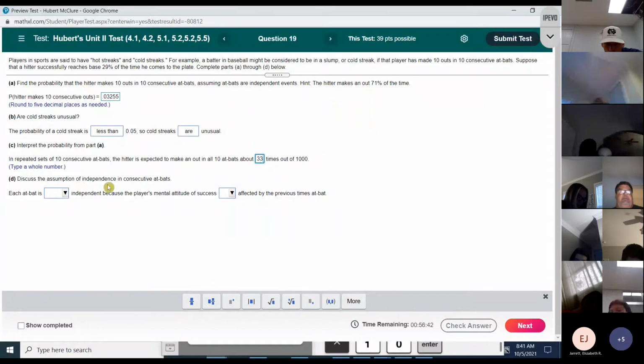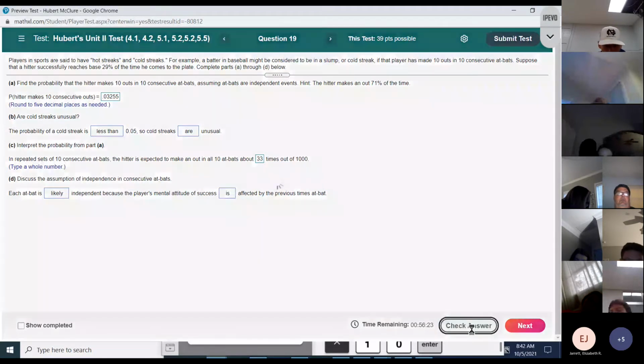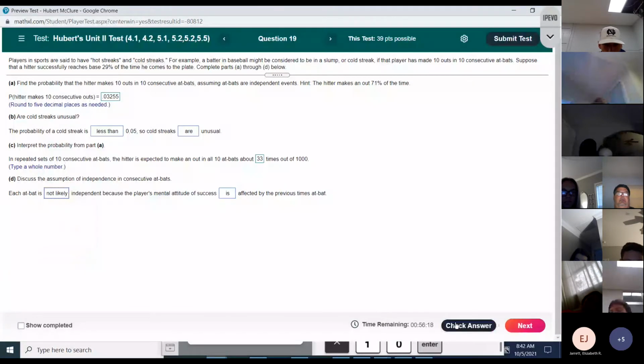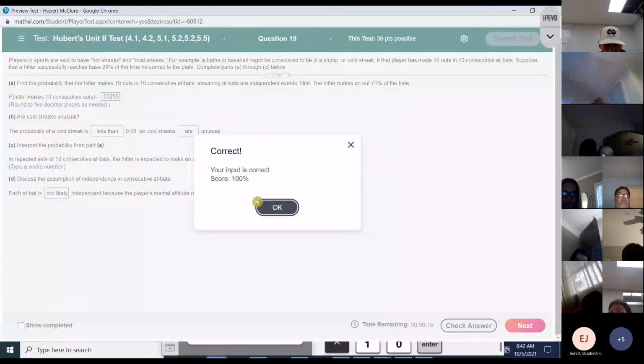Discuss the assumption of independence in consecutive at-bats. Each at-bat is likely to be independent because the player's mental attitude of success is affected by previous bats. And I might have got this one wrong. Not likely. There we go.